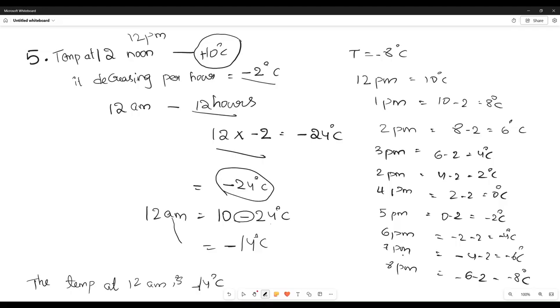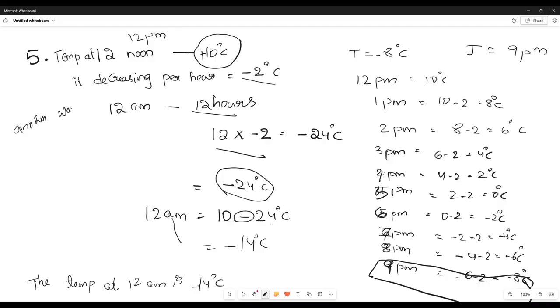At 9 p.m., minus 6 minus 2, it is reaching minus 8 degrees Celsius. Time is 9 p.m. You can do it in another way.